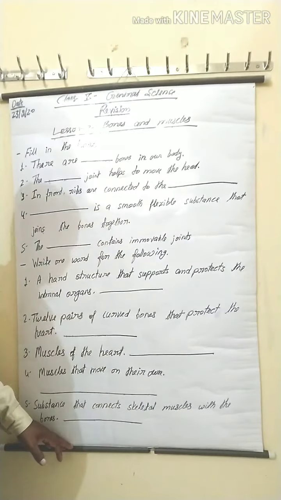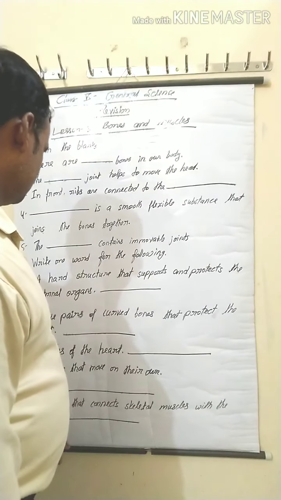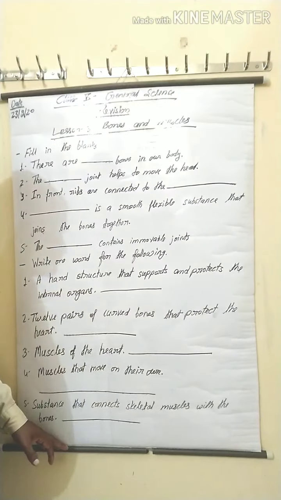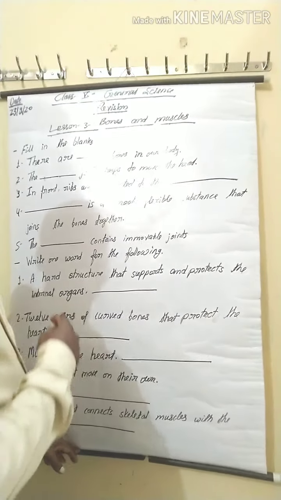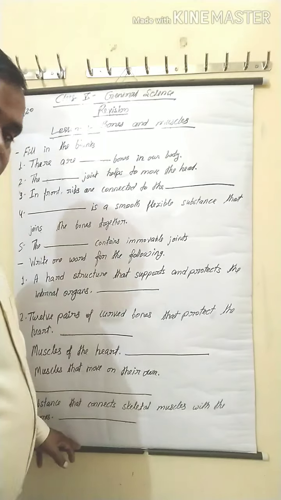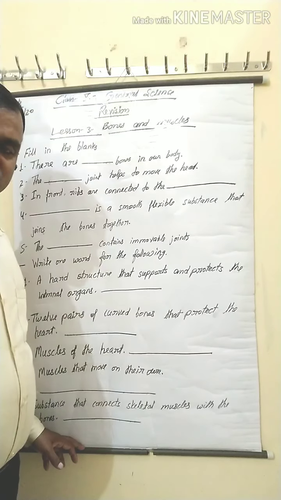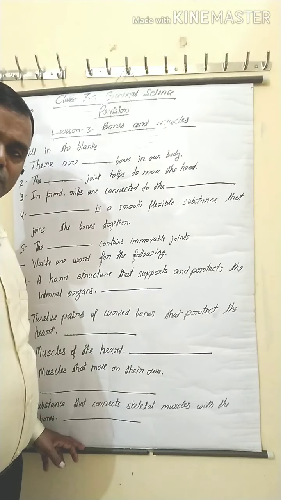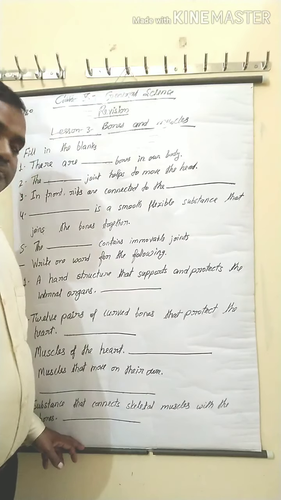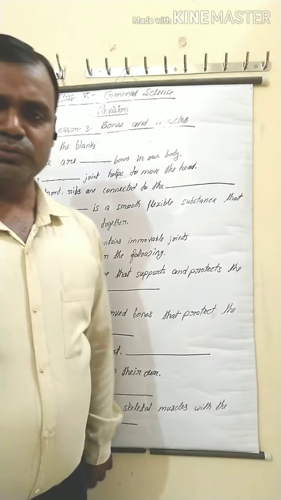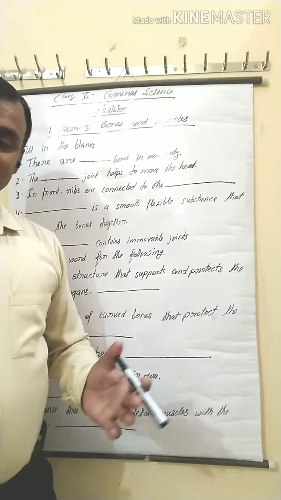Today we have discussed lesson 3, bones and muscles. In this video we will discuss fill in the blanks, one word for the following, and unscramble the following words and match the following. But before that, we will discuss the homework that was given in the previous online class. Now first see the homework.